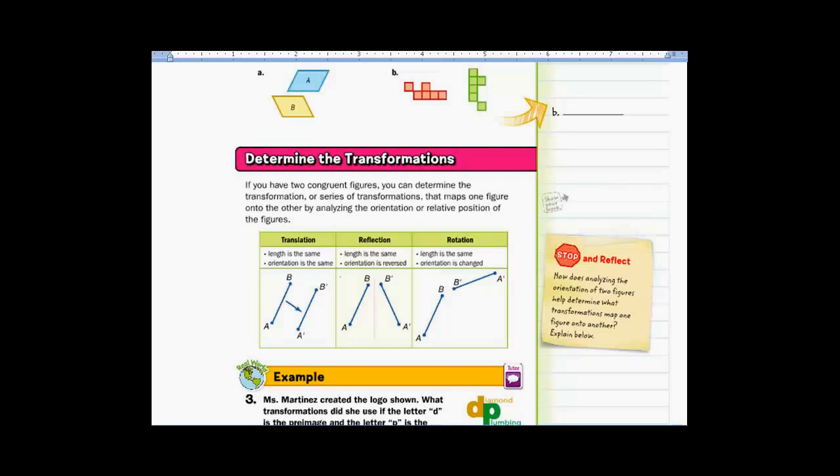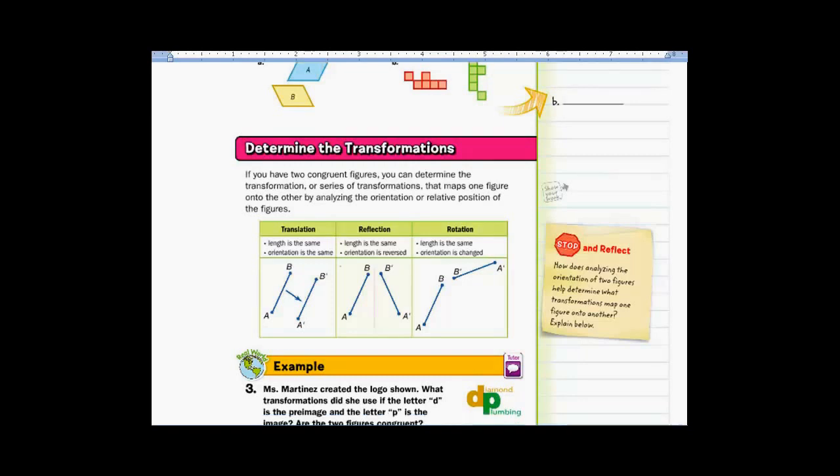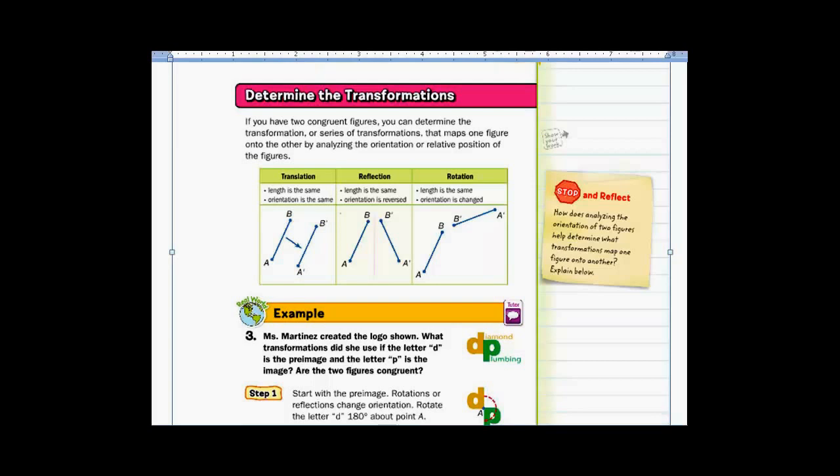What does it say? Ms. Martinez created the logo shown. What transformations did she use if the letter D is the pre-image? So the D of Diamond Plumbing, D is the pre-image and the letter P is the image. So that's where it ends up. Are the two figures congruent?